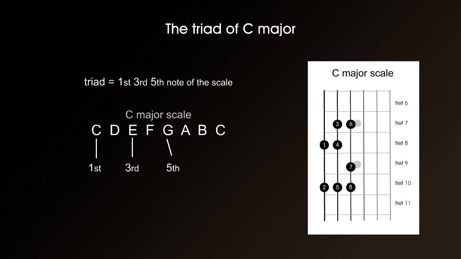So, if we were to take C major for example, the chord would be constructed of the first, third and fifth note of the C major scale. This would be C, E and G. The triad of C major then would be C, E and G. All C major chords then are constructed using these 3 notes.